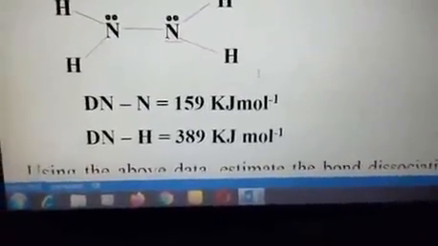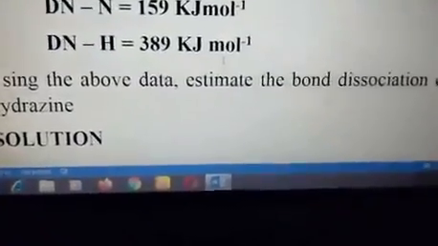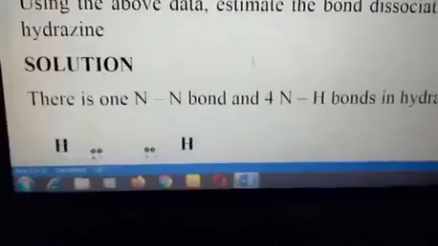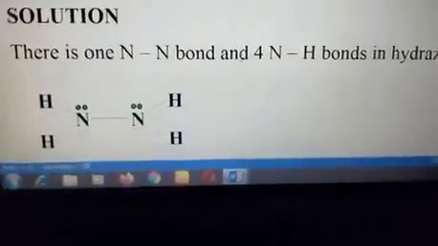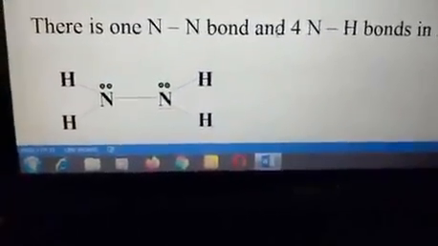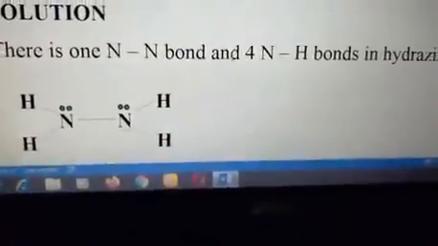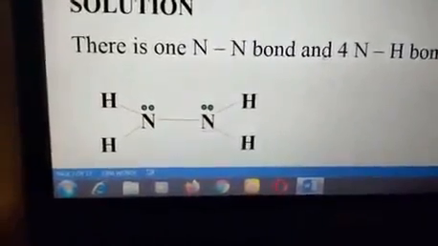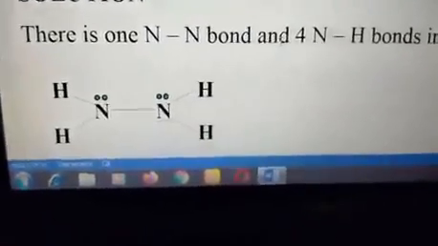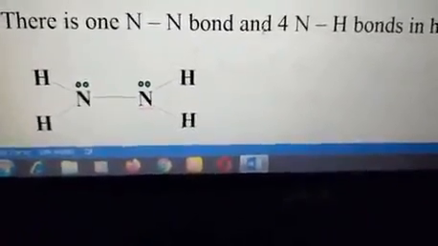We'll now continue. Using the above data, estimate the bond dissociation energy of the molecule of hydrazine. So look at the solution. There is only one nitrogen to nitrogen single bond, as I explained before, and there are 4 NH bonds in hydrazine. How do we count it? The left nitrogen has 2 NH bonds, and the right hand side nitrogen has 2 NH bonds, giving you 4.